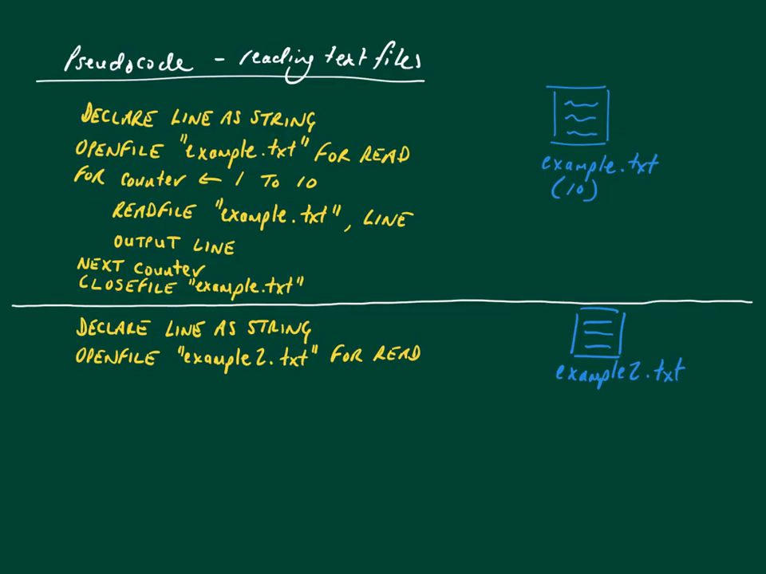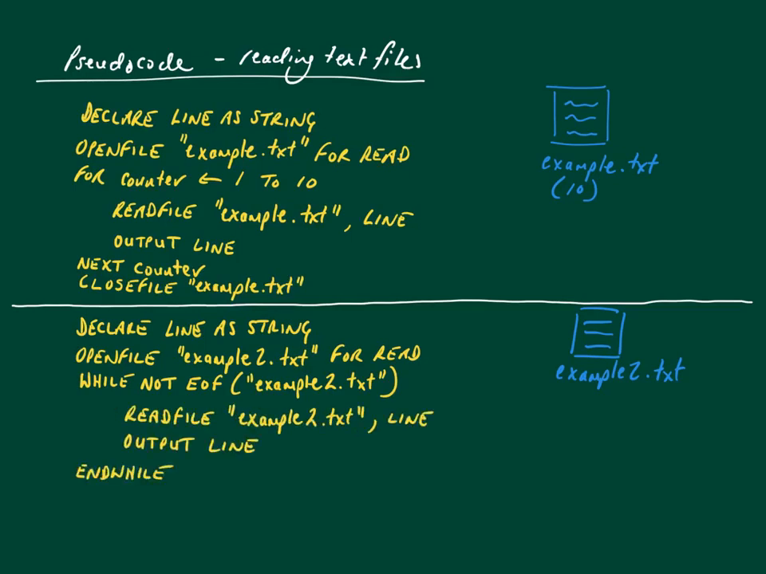But because we don't know the size of the file, we have to use a conditional loop and continually test that. So we use this function called EOF, which is short for end of file, and it returns true if it's reached the end of example2.txt, and it returns false if it's not reached the end of the file example2.txt.